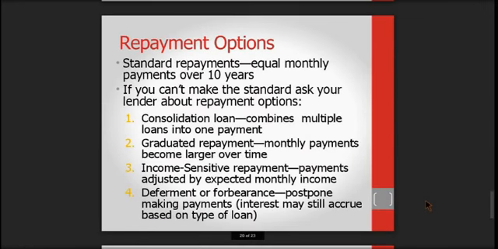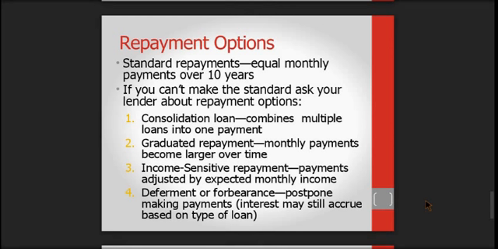Repayment options. There are your standard repayments. They're equal monthly payments over 10 years. All right. If you can't make these standard repayments, you can ask about different repayment options. First one being consolidating loans. So if you have multiple loans, I have one subsidized Stafford and an unsubsidized Stafford, which we talked about, I could combine those two into just one payment to help myself out.